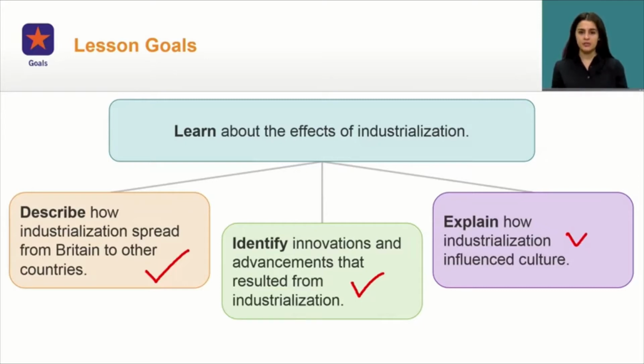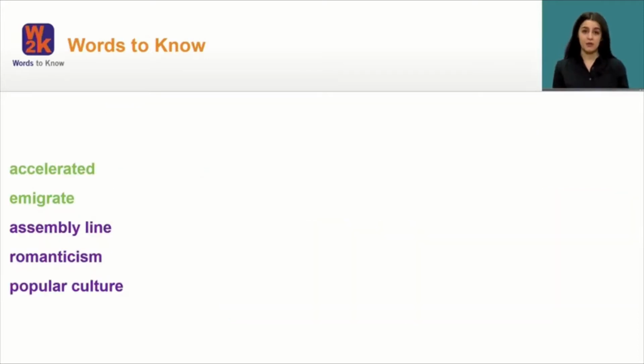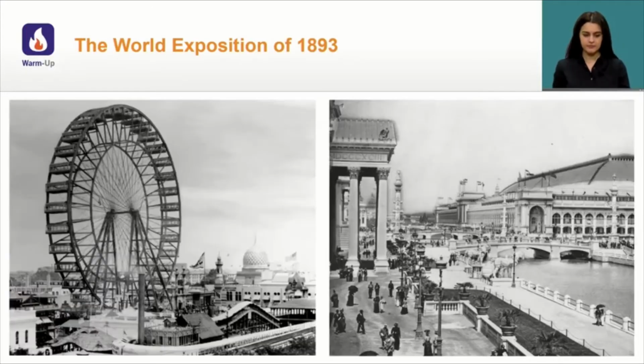Before you start working towards these goals, let's take some time to preview some key words to know. Now, let's look at the words we need to know for this lesson. Accelerated, emigrate, assembly line, romanticism, and popular culture. Keep an eye out for these words in your lesson.